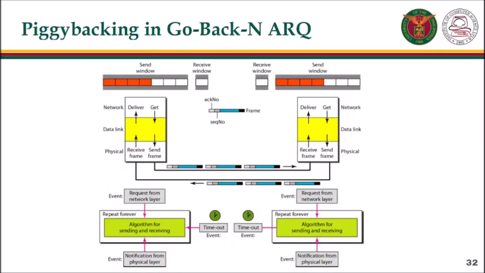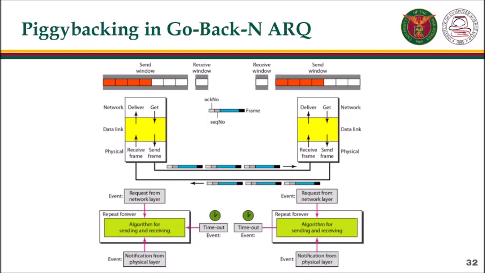The protocols we discuss are all unidirectional. Data packets flow in only one direction, and acknowledgements travel in the other direction. In real life, data packets are normally flowing in both directions, from client to server and from server to client. This means that the acknowledgements also need to flow in both directions.